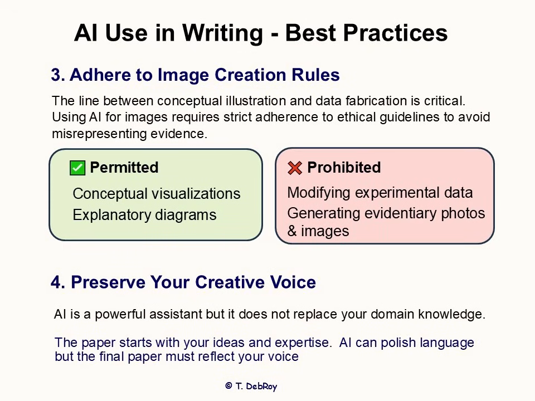In addition to fact-checking, you must address bias and image rules. AI tools inherit biases from their training data, so authors must actively mitigate this by ensuring a balanced and accurate perspective. Regarding figures, you must strictly adhere to image creation rules. Conceptual visualizations and explanatory diagrams are generally permitted. However, modifying experimental data or generating evidentiary photos is prohibited, as this crosses the line into data fabrication. Remember that the paper starts with your expertise, and the final manuscript must always reflect your unique creative voice.